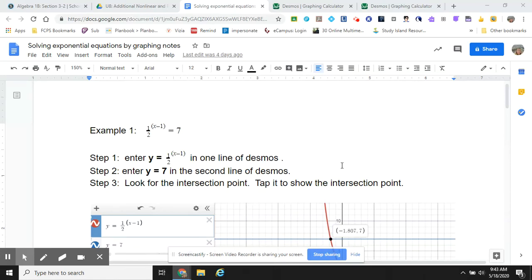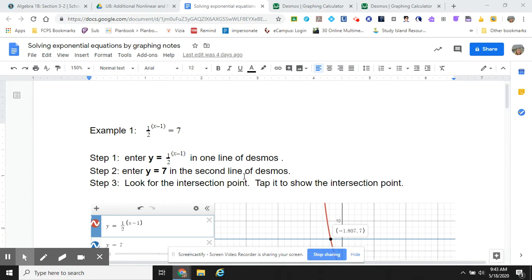Today I'm going to show you how to solve exponential equations using graphing. It's actually kind of easy if you use Desmos. I have some examples here, and there's some extra examples at the bottom that you can try. I'm not going to post the answers in this video, but on the paper copy, you'll see the answers.